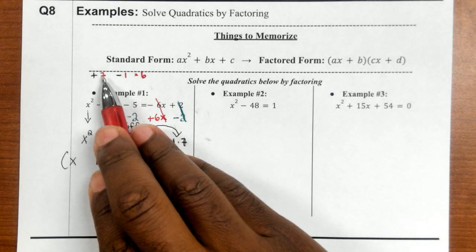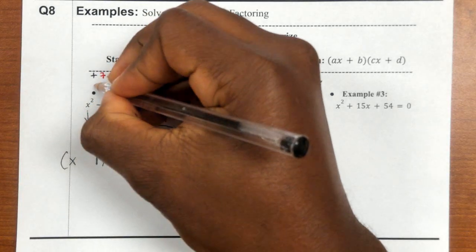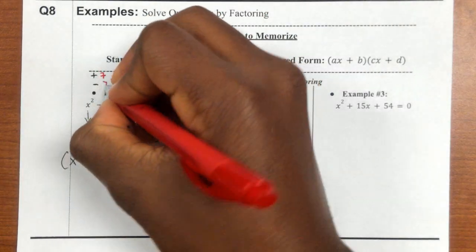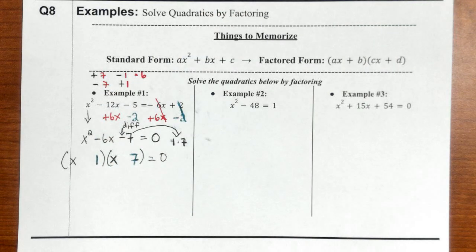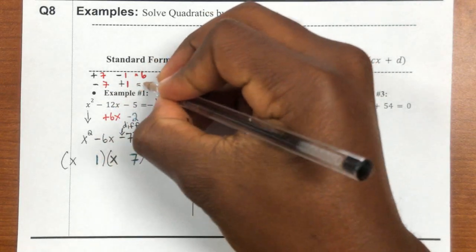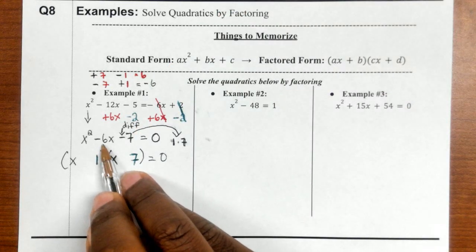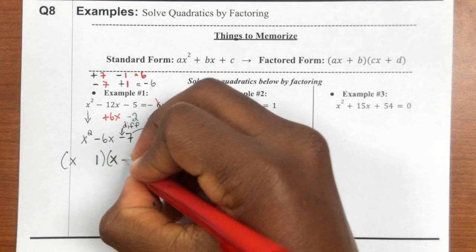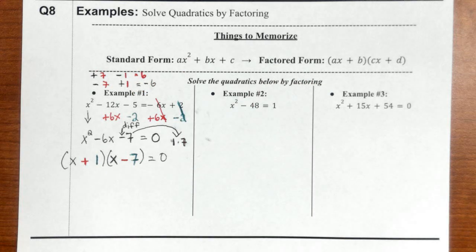So I cannot use a positive 7 and a negative 1, all right? So what if I had a negative 7 and a positive 1? What's negative 7 plus 1? That is negative 6. And what do I want? Negative 6, okay? So that means I'm going to have a negative 7 and a positive 1, okay?